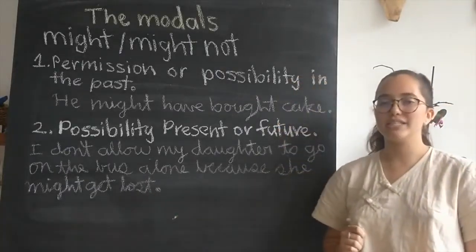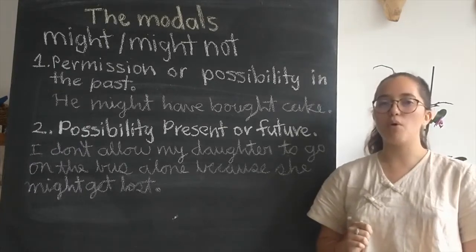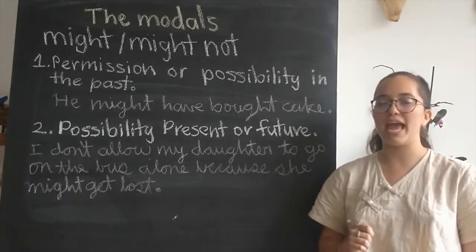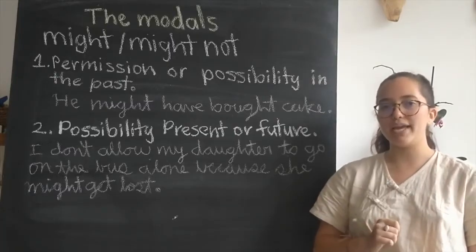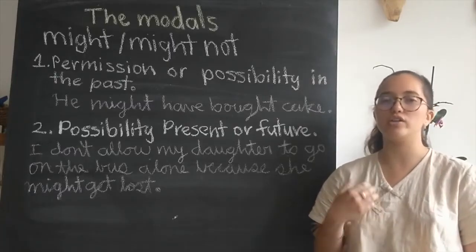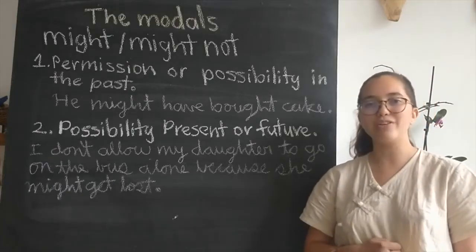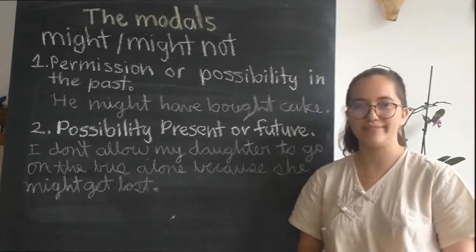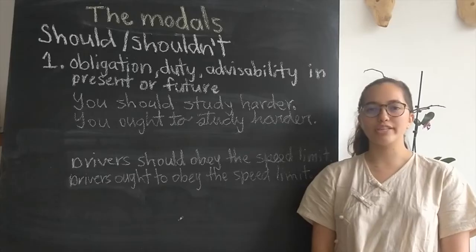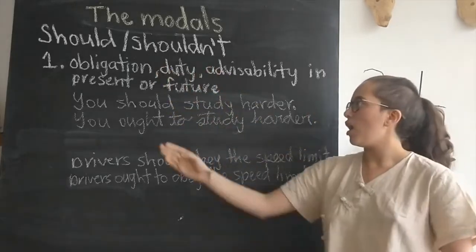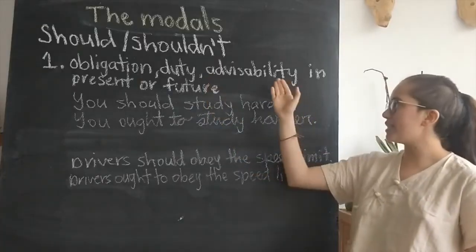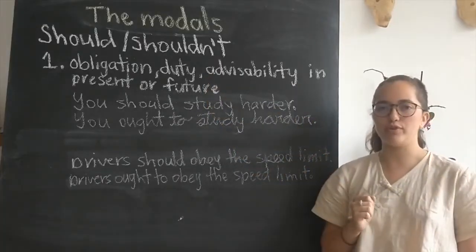Remember, might is similar to may, but it is more common to use may in everyday speech. Might is seen as a very formal way of asking questions or giving an answer. Now let's look at the next modal auxiliary. The modal auxiliary should, shouldn't can be used to express obligation, duty, advisability in the present or future.